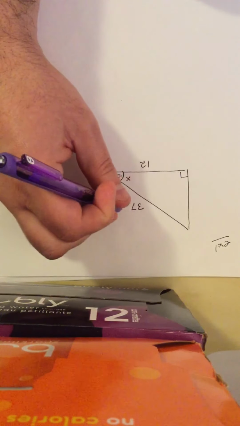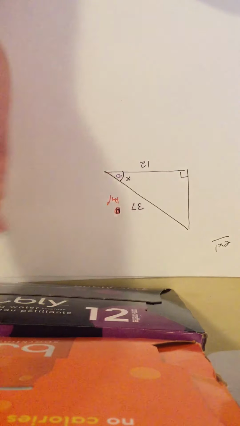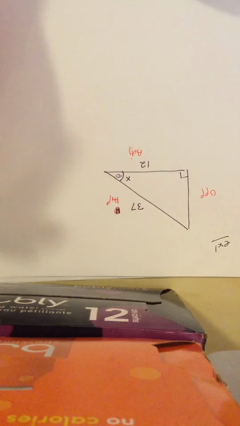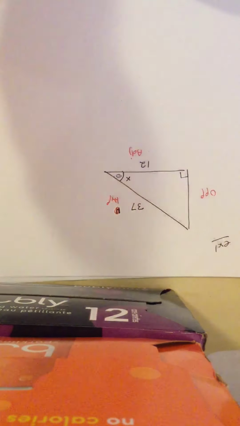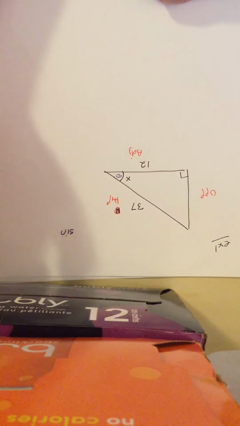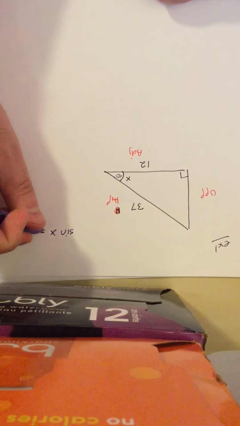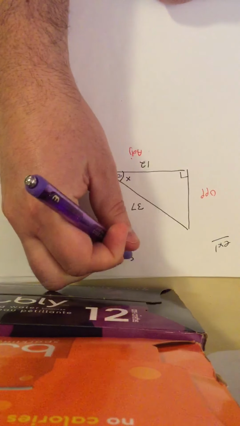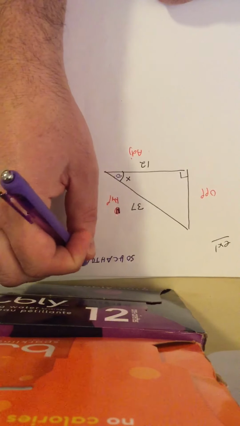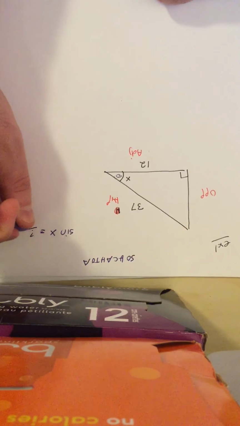I forget which colors I used. I'll use red for this. This is going to be the hypotenuse. This is going to be the opposite. And this over here is going to be the adjacent side. Remember, you can't just say sine alone. It has to be sine of something. In this case it's going to be sine of x, because x is the angle. If we remember our SOHCAHTOA correctly, sine is opposite over hypotenuse.